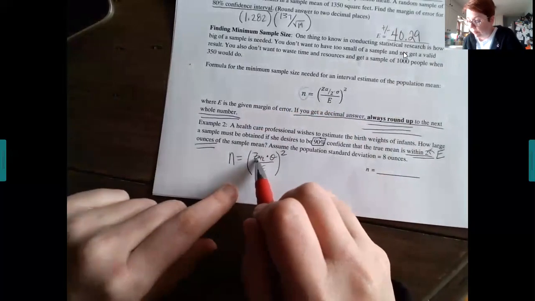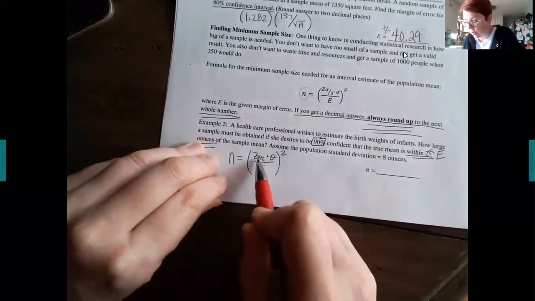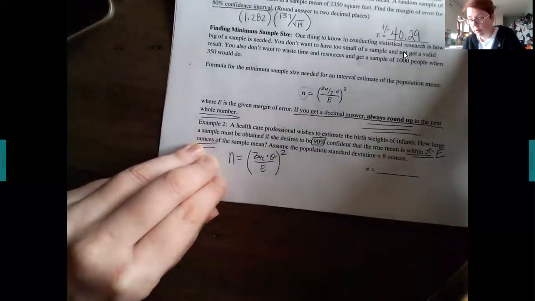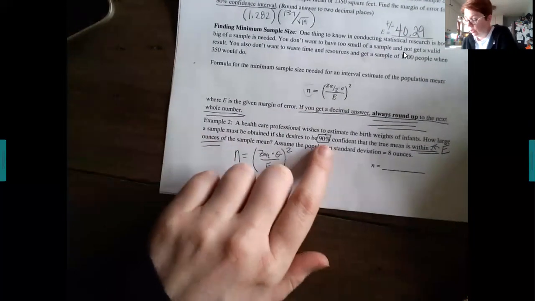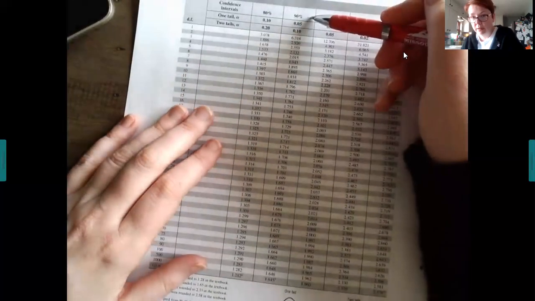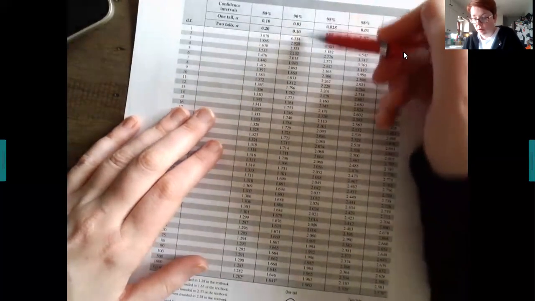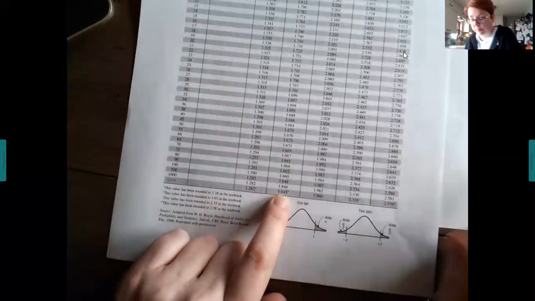So we have to replace a number for this variable. Again, that comes from table F, and it comes from how confident they want to be. She wants to be 90% confident of her results. So we're going to look at 90%. And then we go all the way down. 1.645.